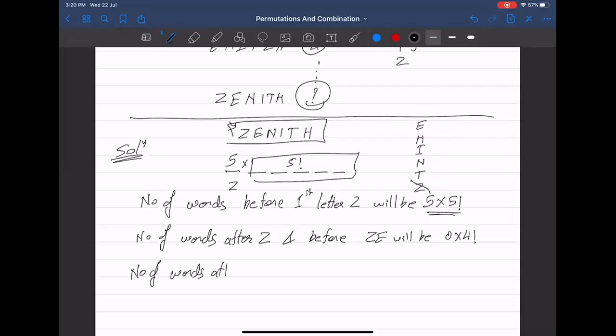After ZE and before ZEN. Sorry, मैंने E नहीं उड़ाया, E भी उड़ा देना चाहिए.